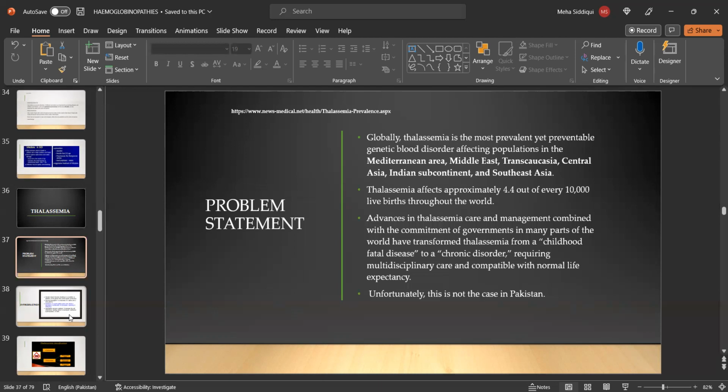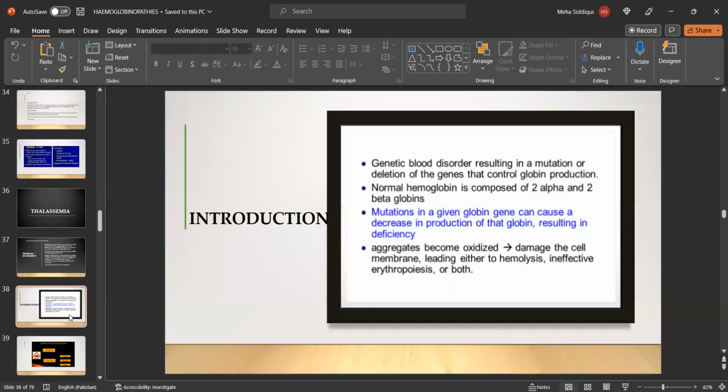Advances in thalassemia care and management, combined with the commitment of governments in many parts of the world, have transformed it from a childhood fatal disease to a chronic disorder requiring multidisciplinary care, compatible with normal life expectancy. However, unfortunately, this is not the case in Pakistan.